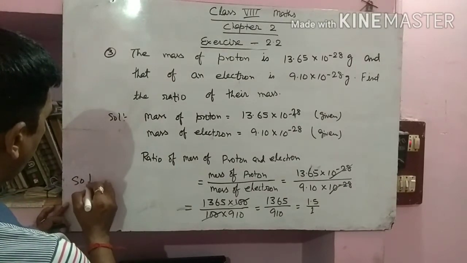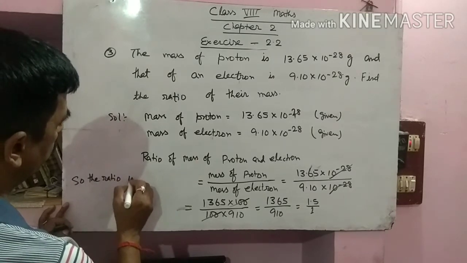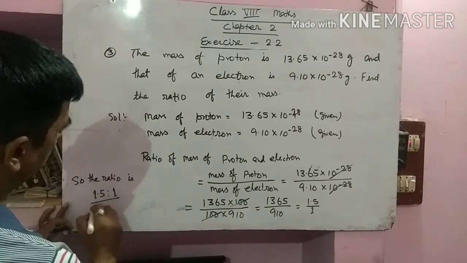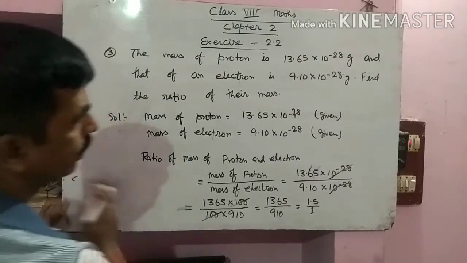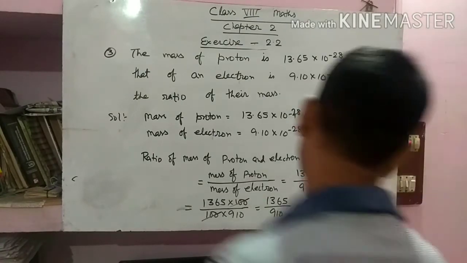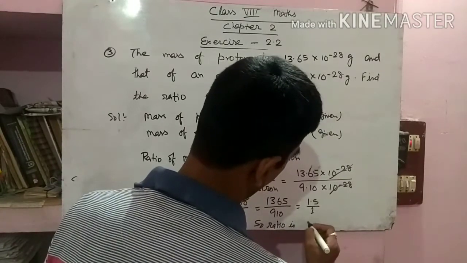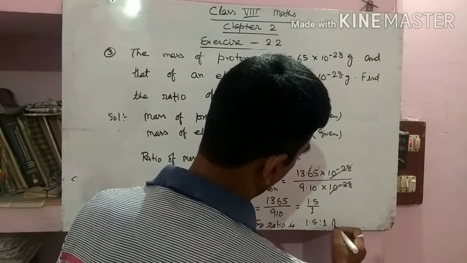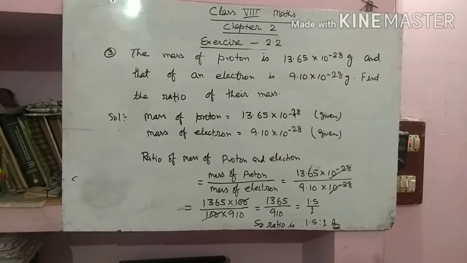So the ratio is 1.5:1. This is the answer. You can write here. So the ratio is 1.5:1. Okay, this is the answer. Write this one. Pause this video and write it.